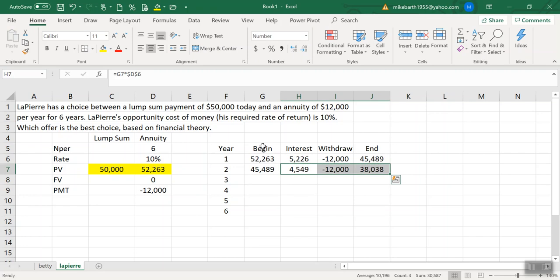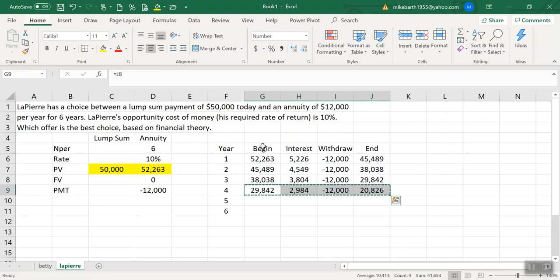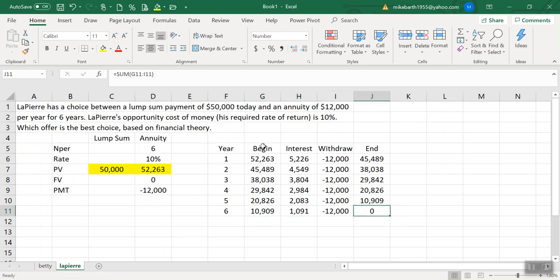So if you started the next year with $45,489, earned $4,549 interest, and took out another $12,000, you'd have $38,000. If I do that the next year, the next year, the next year, and the final year, I would end up having withdrawn $12,000 a year for 6 years by starting with $52,263. If I'd only started with $50,000, I wouldn't have enough money to withdraw $12,000 a year for the entire 6-year period. I'd be able to withdraw for the first 5 years, and then in the final year I'd have almost $8,000.